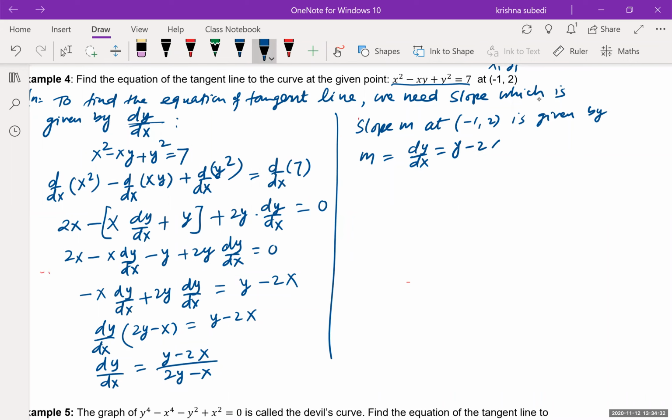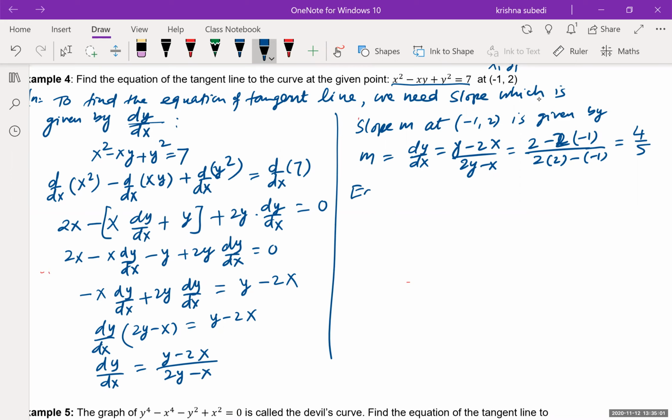y minus 2x over 2y minus x, which gives me 2 minus 2 times negative 1 over 2 times 2 minus negative 1. So that will give me 4 over 5. Okay, that is the slope.